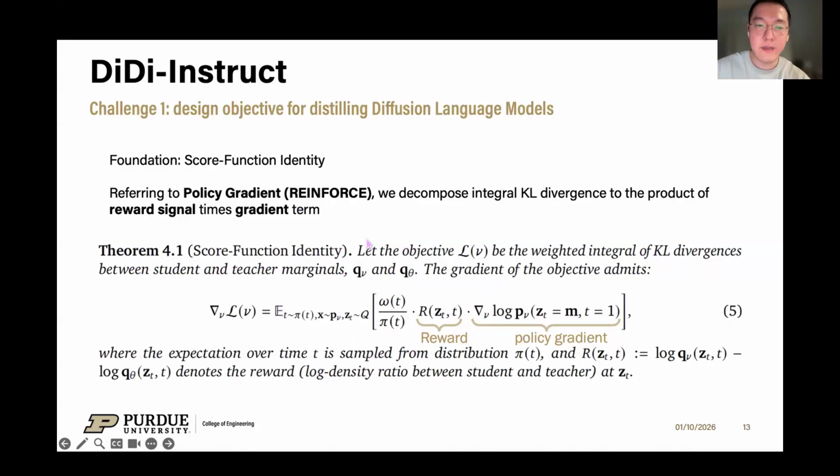We get some idea from the policy gradient, and we decompose the integral KL-divergence into the product of the reverse signal times the policy gradient. And the reverse signal here is the log density ratio between the student model and the teacher. It tells you how much you should update along this direction in the parameter space. And the gradient term tells you the direction that you should update for the parameter space. So with this policy gradient form objective, this can be directly used in training the diffusion language model.